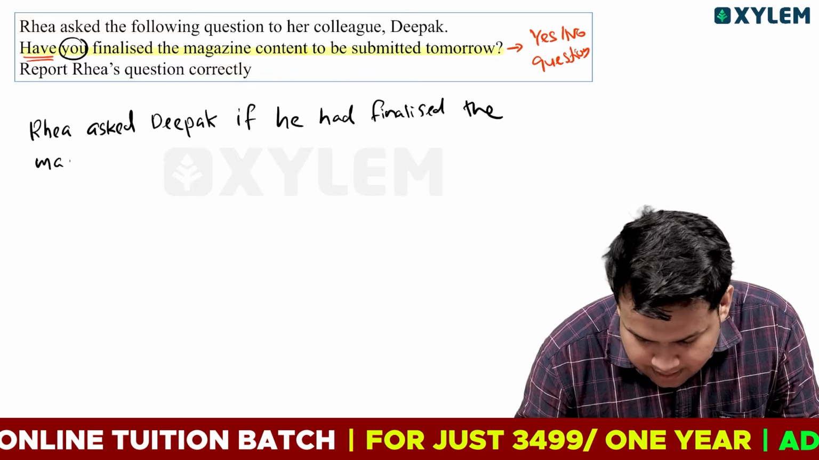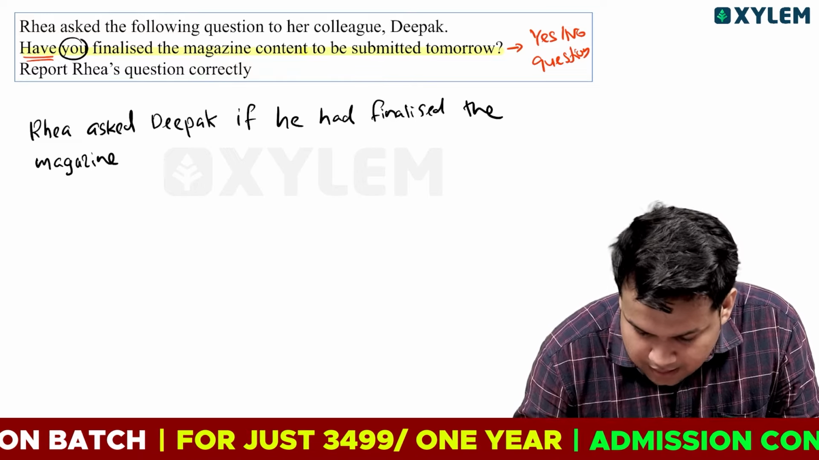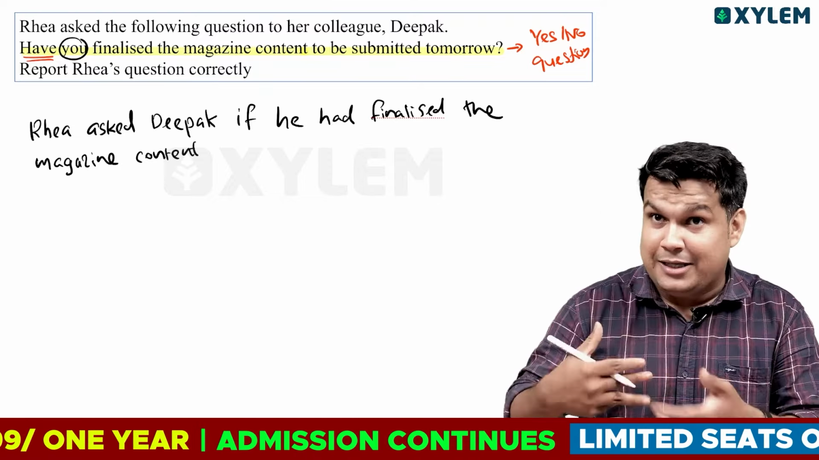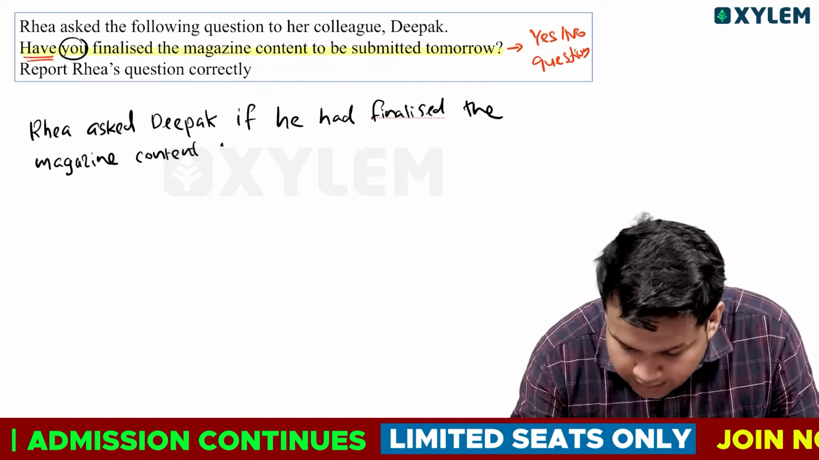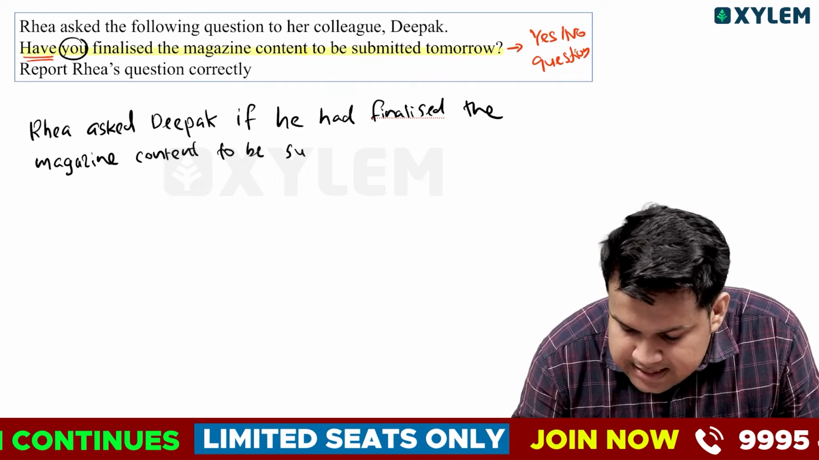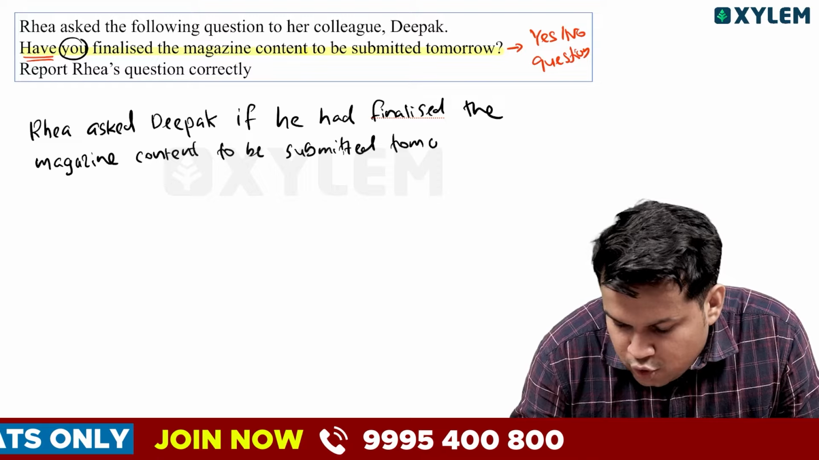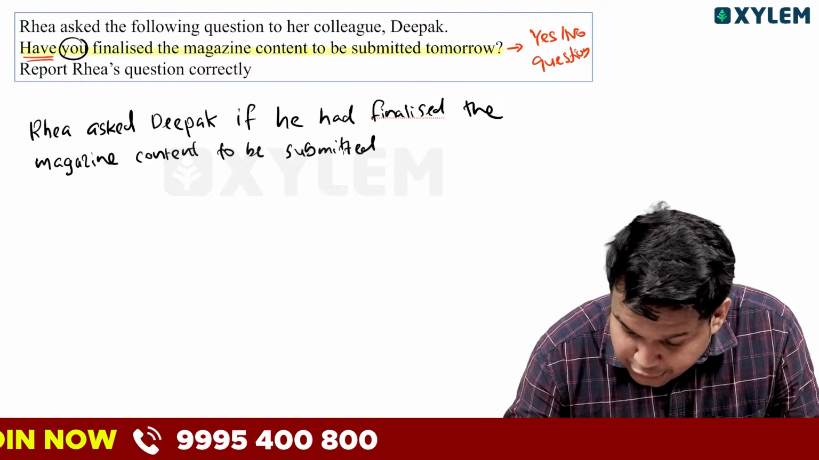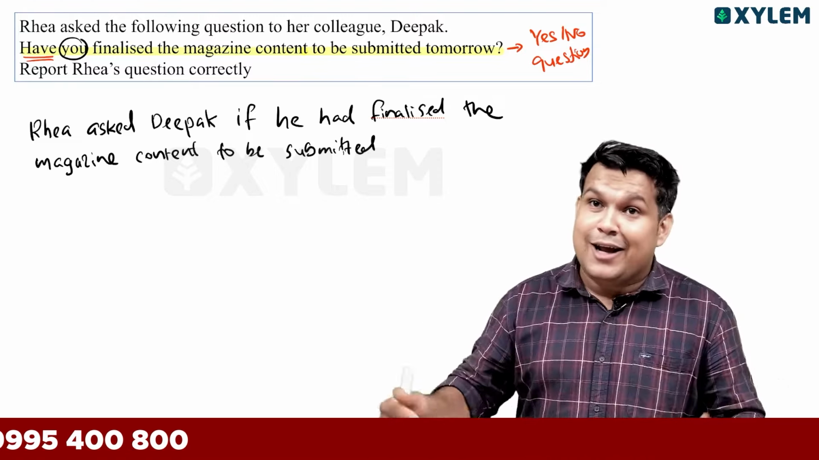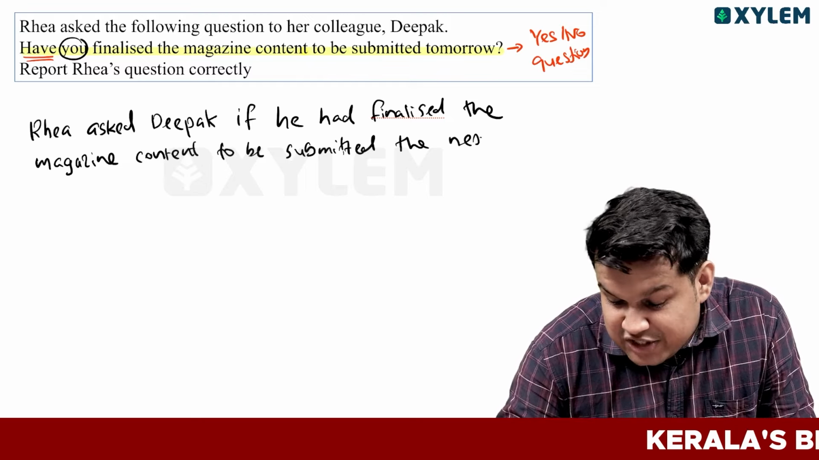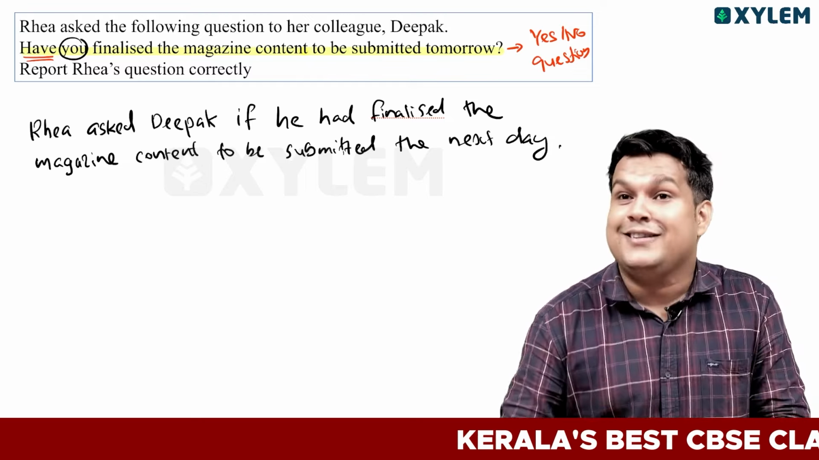the magazine content. Pronounce it as content, not content. Content means to be satisfied. It is content to be submitted tomorrow. I need to change tomorrow because it is not tomorrow every day. So tomorrow will be converted to the next day. I hope the answer is clear.